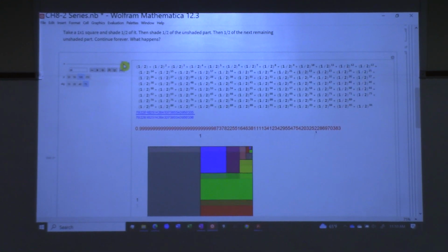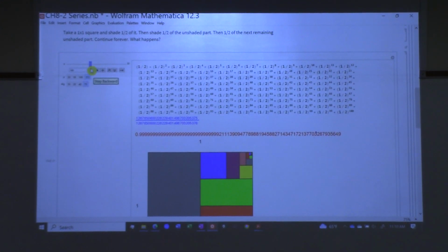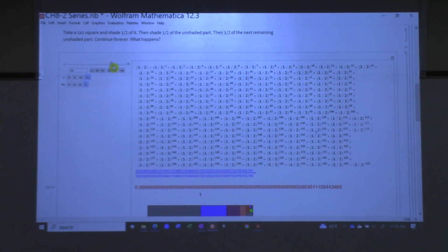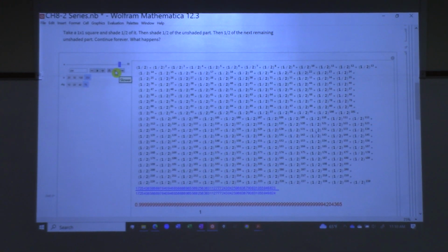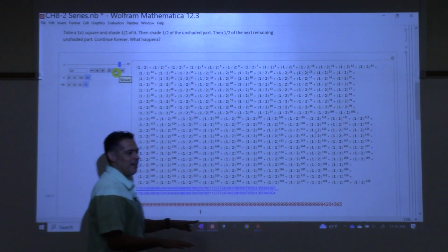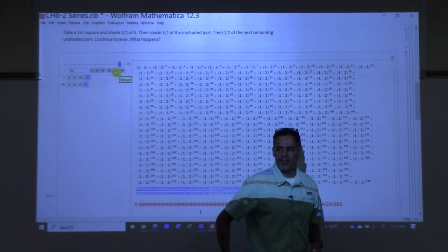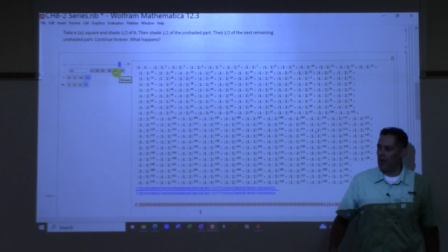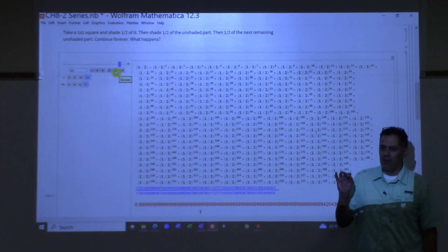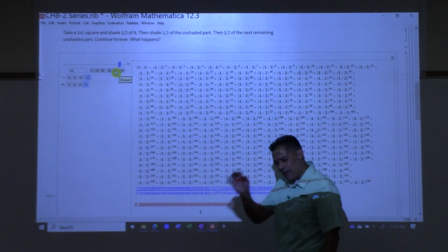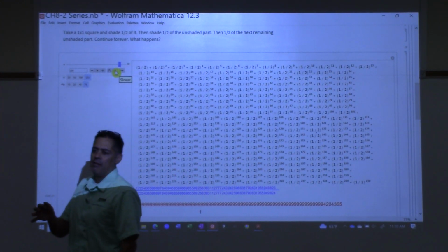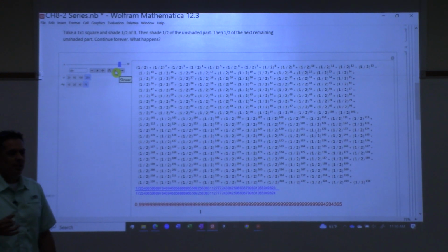Keep going, keep going. Right? And look, I'm at 0.999999999, right? And the further I go, I just get more 9s, right? So we are getting closer and closer to 1, never actually truly getting there, but converging, right? The sum is converging. The series is converging. Yeah?